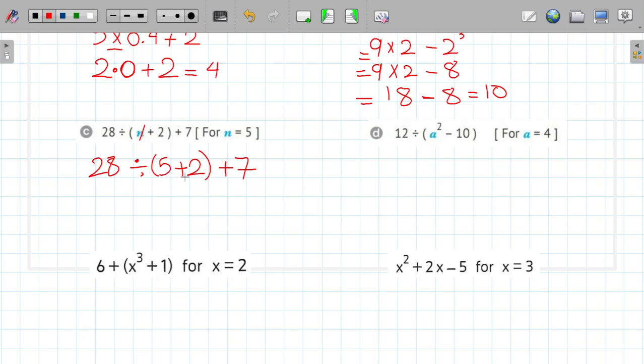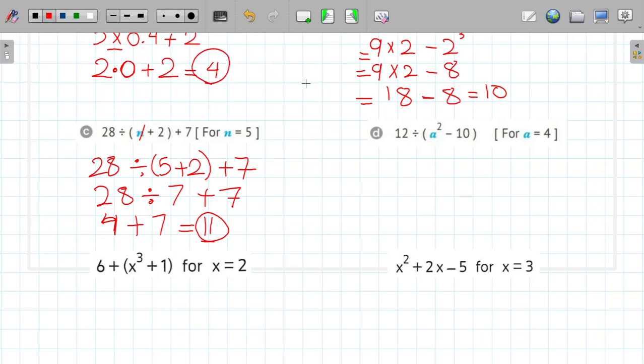So it will be 5 plus 2 equals 7. So I have here 28 divided by 7 plus 7. So I will do the division first. So it will be 28 divided by 7 equals 4, and 4 plus 7 equals 11. So the value of the expression for n equals 5 is 11.